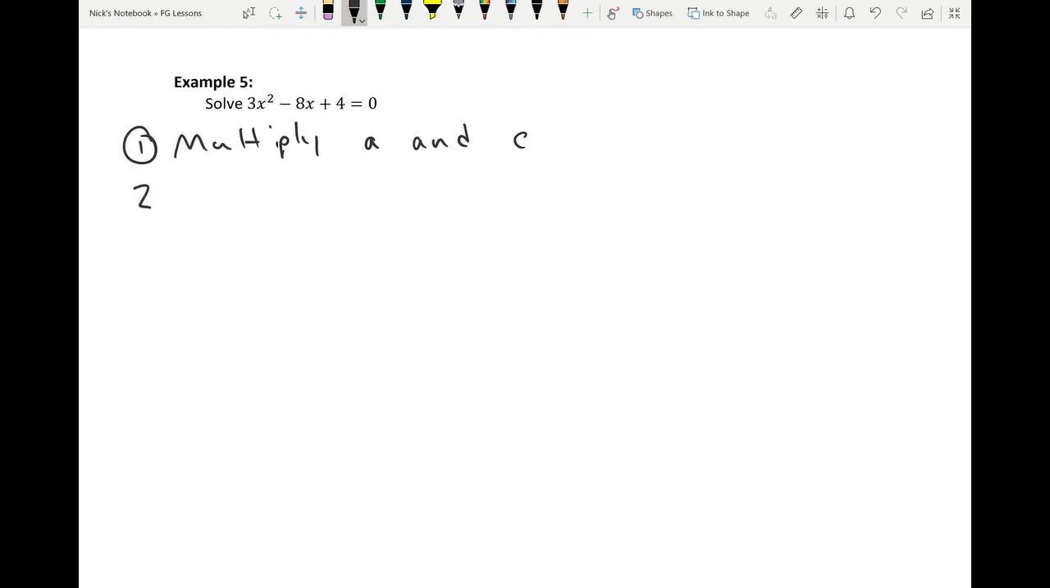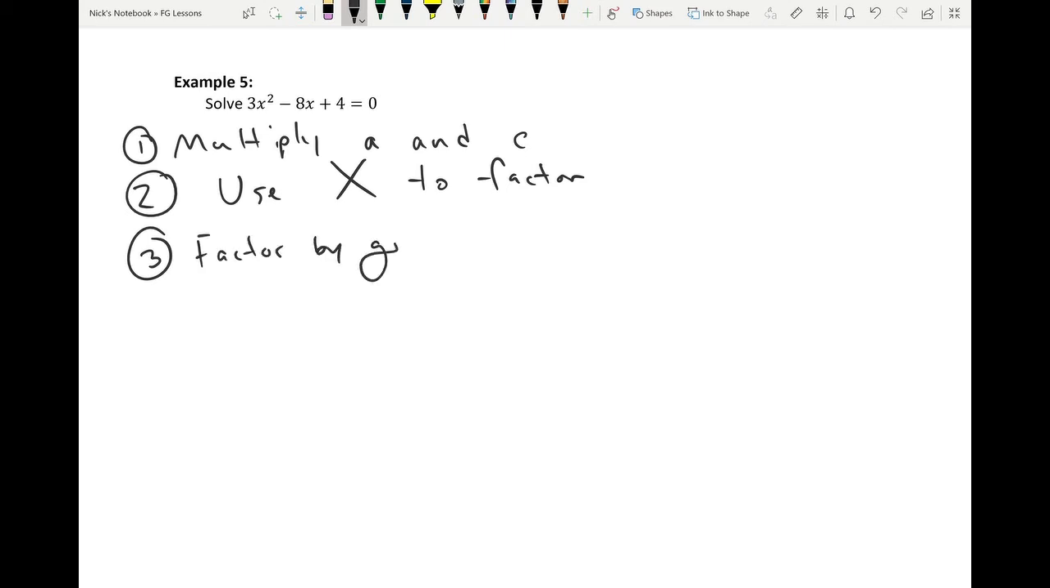Number 2, use some organization technique. We're going to use that big X to factor. And then number 3, we're going to factor by grouping. Okay, there you go. So first, number 1, multiply a and c. We're going to put this in our big X. A times c, 3 times 4. 3 times 4 is 12. That's the number we're trying to multiply to get.